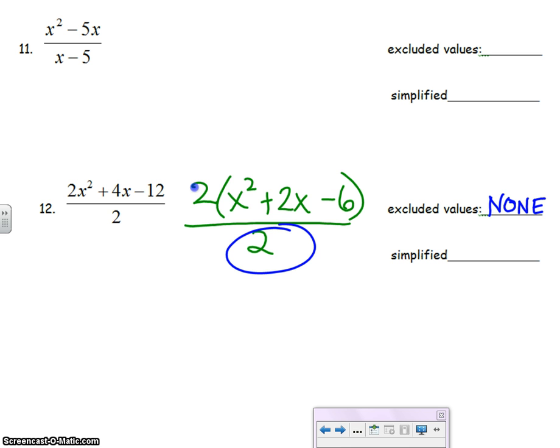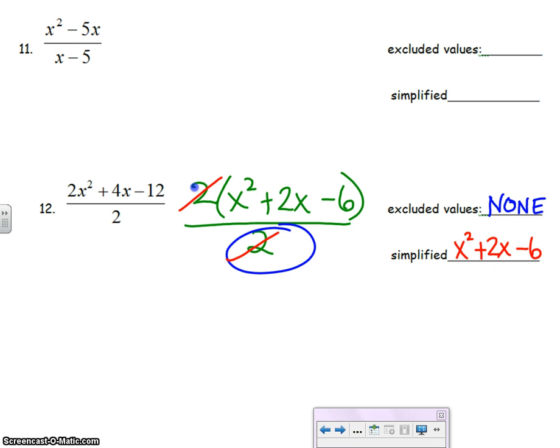And then when we look as to what we can divide out, what we can simplify, we have this 2 and this 2 that we can get rid of. And so our simplified expression is just going to be what's left in the numerator, x squared plus 2x minus 6. Okay? We're going to spend time in class tomorrow practicing the excluded values, simplifying the monomials, and then simplifying some of the more challenging ones.